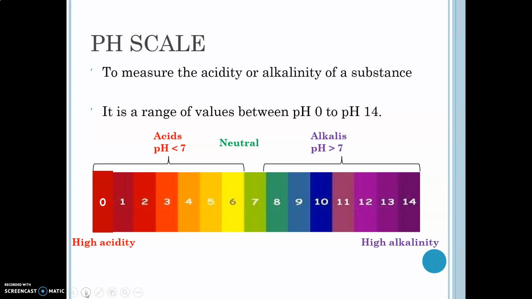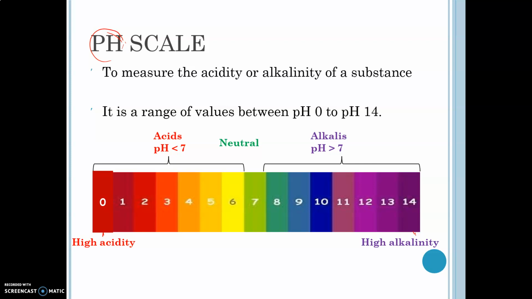And it gives a range between 0 and 14. Can you see these different colors? So the pH scale is graduated from 1 to 14. So from 1 to 6, this represents acid. And the pH abbreviation represents the power of hydrogen, or the concentration of hydrogen in a solution or in a substance.